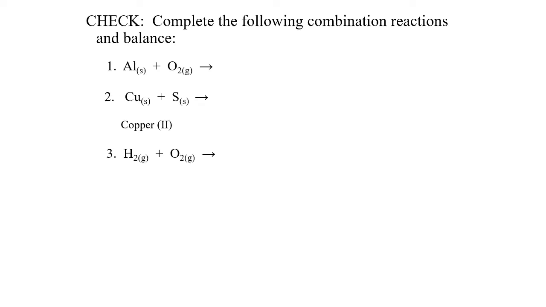Okay, we're going to do some examples. We're going to have to combine them, and then we're going to have to balance them. So this is where we're doing a couple of different things. We have to look at this, and we have to remember, okay, aluminum is 3 plus, oxygen is 2 minus. So the first thing we have to do is our crisscross. So that means these are going to make Al2O3. Okay, so there's our formula. Aluminum plus oxygen makes aluminum oxide. Now we have to balance it. So we have Al and we have O, and on this side we have 1 and 2. On this side we have 2 and 3.